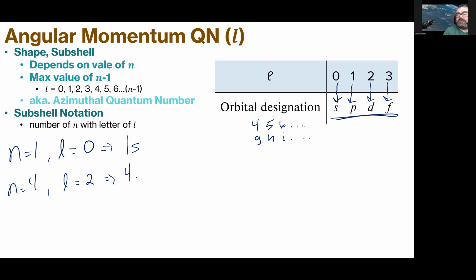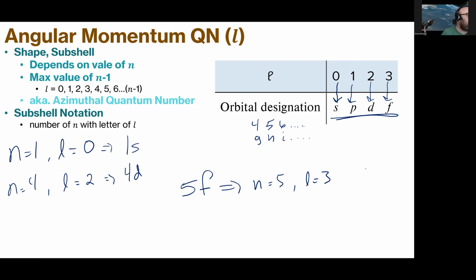Okay, so if n equals 4 and L equals 2, right? N is 4, so this is a 4. 2 means D, so this is a 4D subshell, or we could say it's a 4D orbital. We can all kind of go through that as we do it. We should also be able to do this the other way around, right? If I tell you we have a 5F orbital, we should be able to come up and say, well, that means that n equals 5 and L equals 3.